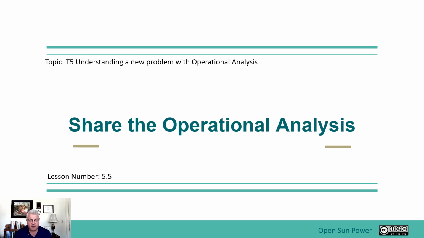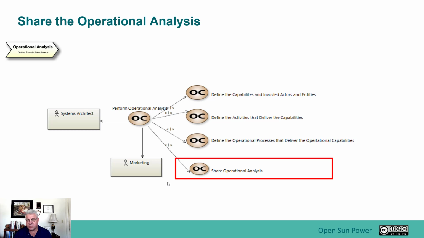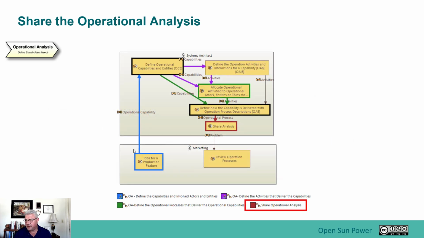So in this final part of operational analysis, we're going to talk about how we go about sharing the model. In this last section of topic 5, the capability that we're addressing is sharing the operational analysis model. The steps involved are basically just getting copies of the sections of the model that are most relevant for your use.